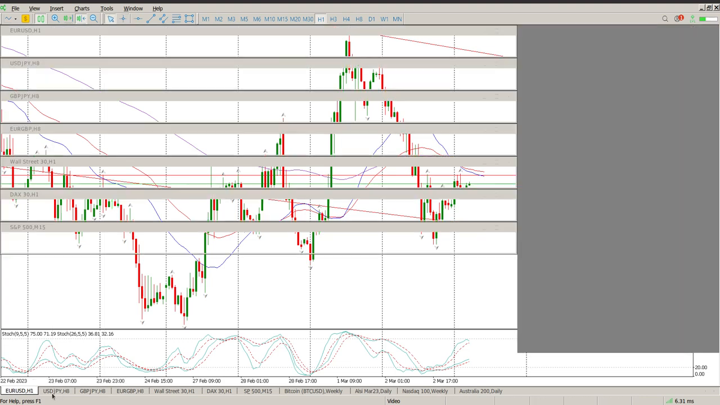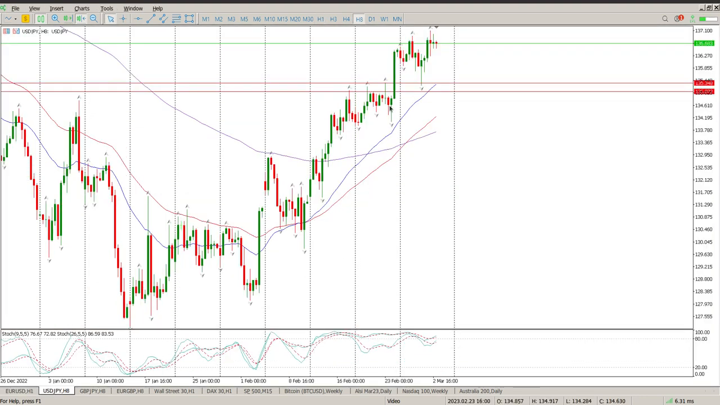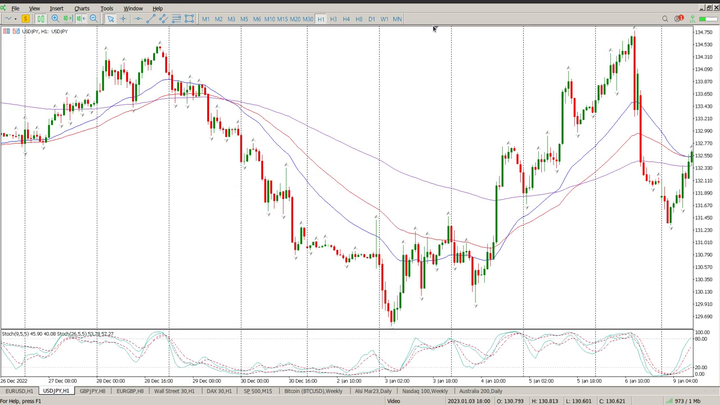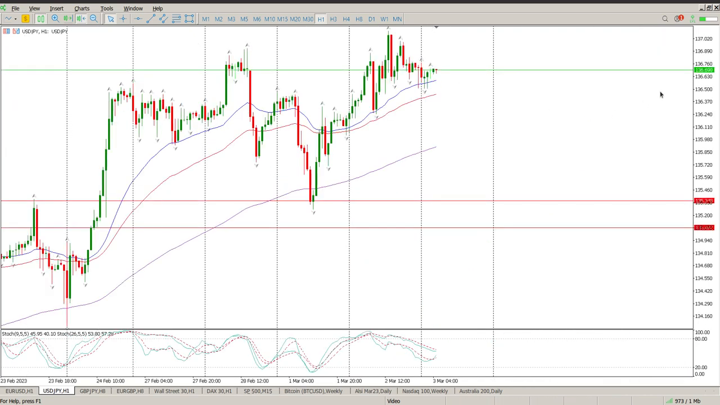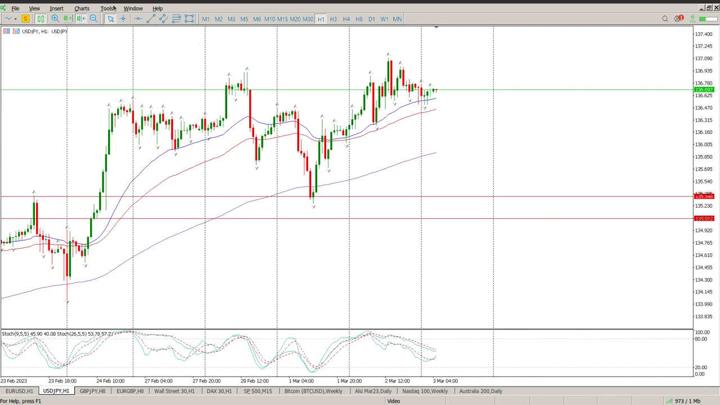Anyway, moving on to US dollar, Japanese yen. Nothing going on here. We did get a retest of this early in the week, 135.348, and we've continued to the upside. But look what's happened here. There is a fairly strong triangle formation that is there at the moment. So this is consolidation.